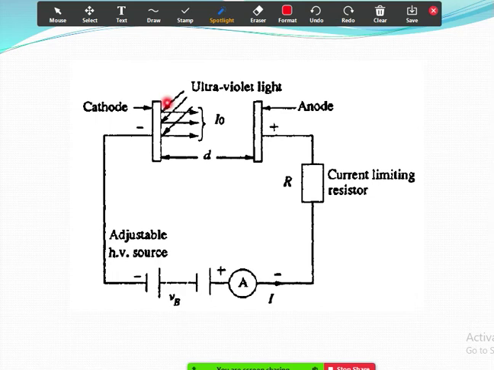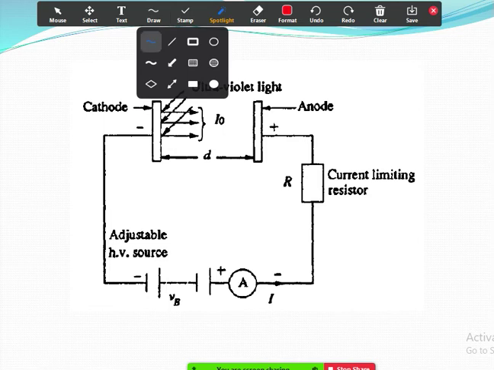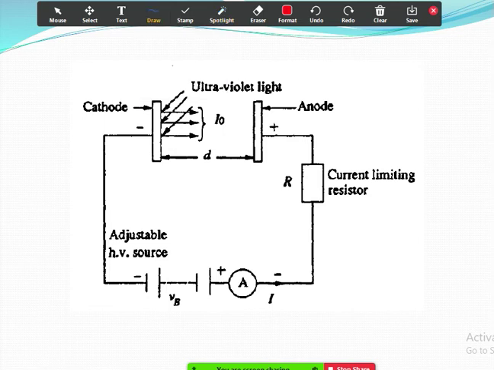some electrons will get emitted. So some electrons will be emitted from the cathode because of the ultraviolet light. So when ultraviolet light falls on the cathode, some electrons are emitted.